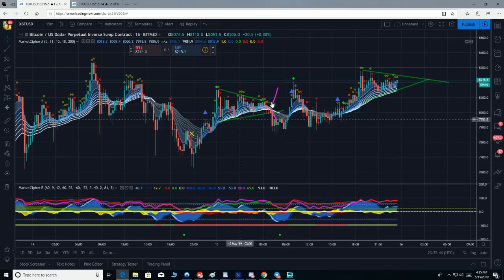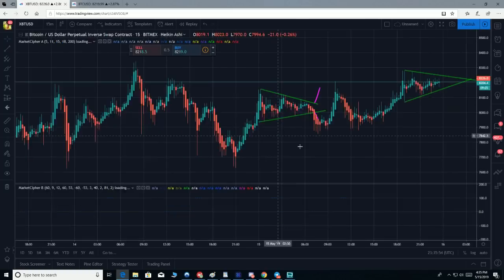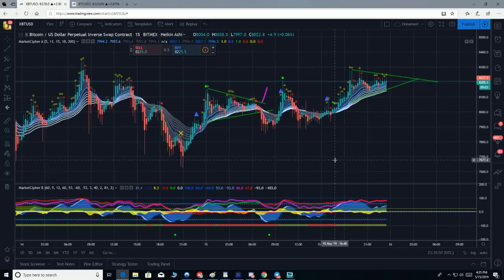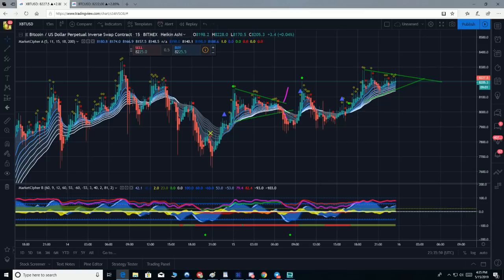Sometimes I switch back and forth. Regular candles kind of give you a little more clear, more bullish, a little more optimistic vision. But the Heiken Ashi candles are going to give you more data, a little more accurate data.